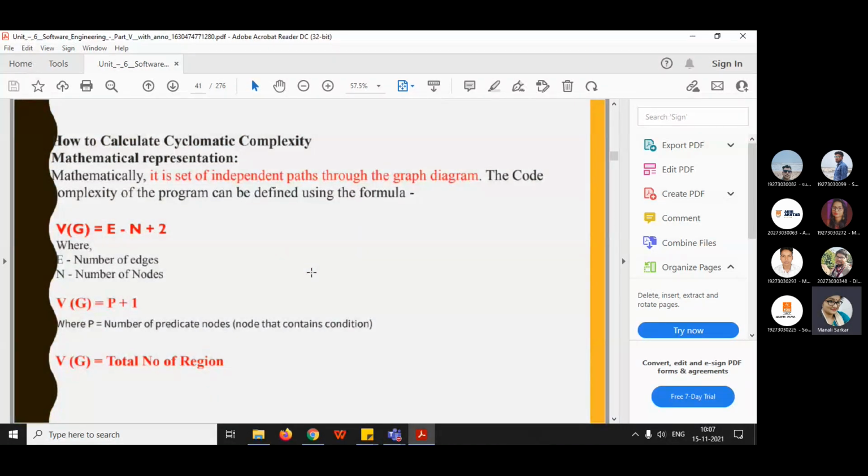Screen visible, guys? Yes, madam. Okay, fine. So today we will be learning about cyclomatic complexity. Why do we use cyclomatic complexity and what is cyclomatic complexity? First, you need to understand.